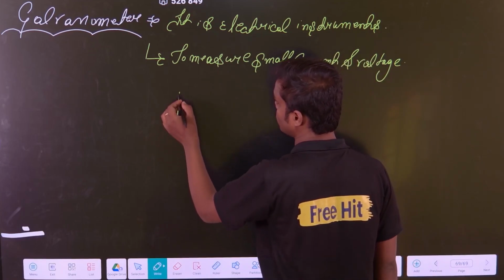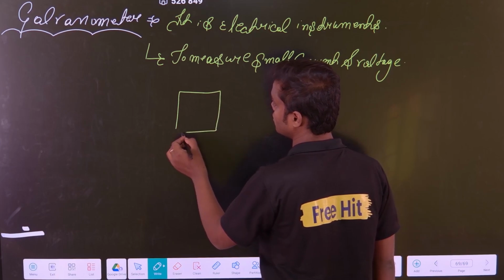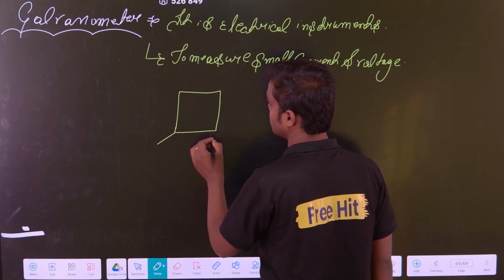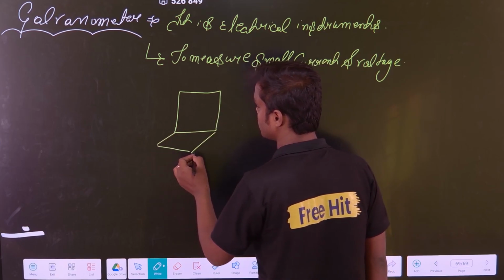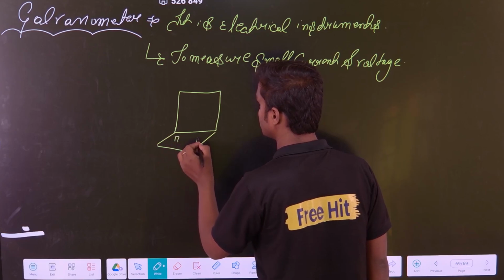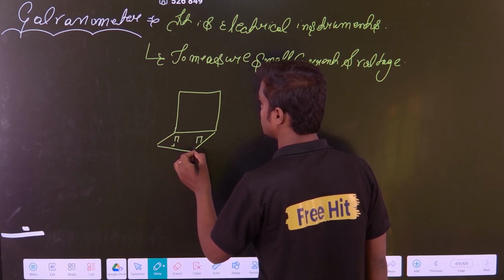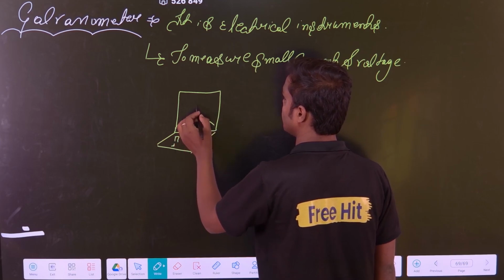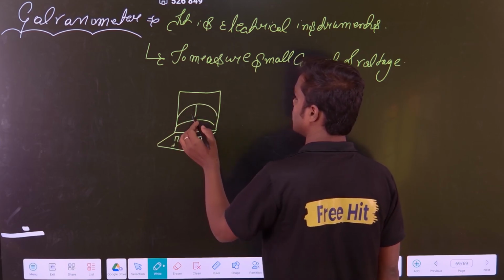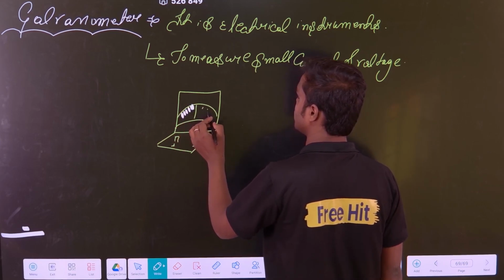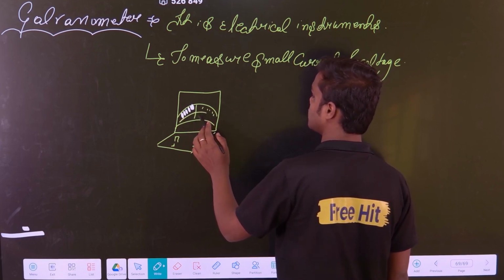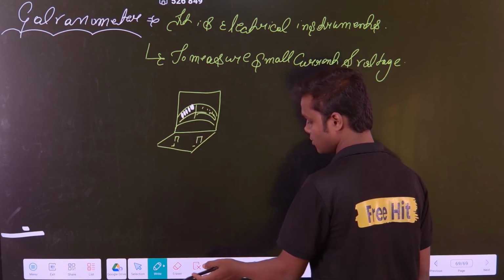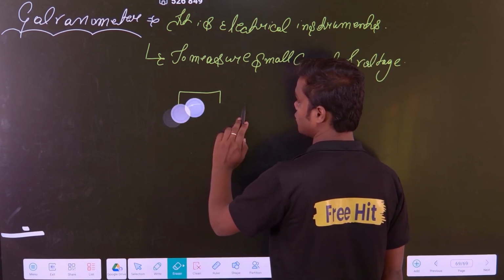Basically, if you see the galvanometer, it looks something like this, where there will be two knobs. Suppose this is positive and this is negative, and on the screen you will have one dial like this, and there are small arrows like this. So it will rotate either in this direction or in this direction. That is basically what a galvanometer diagram looks like.